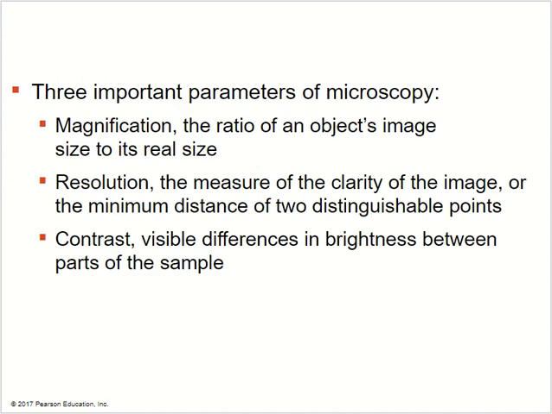Three important parameters of microscopy: magnification, the ratio of an object's image size compared to its actual size; resolution, the measure of the clarity of the image, or the minimum distance of two distinguishable points; contrast, which is visible differences in brightness between parts of a sample.